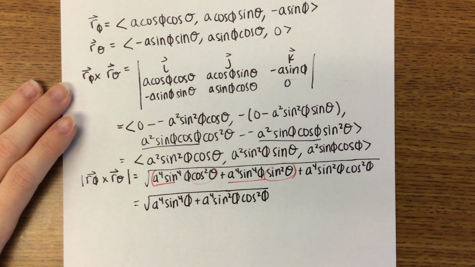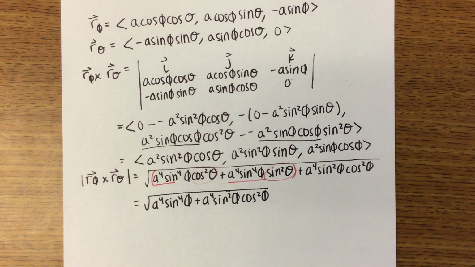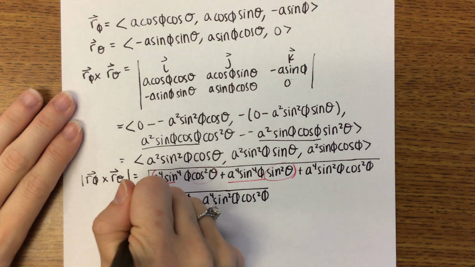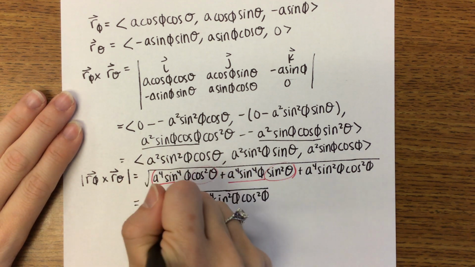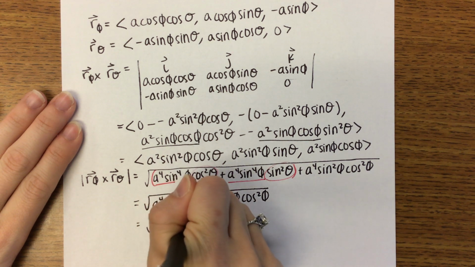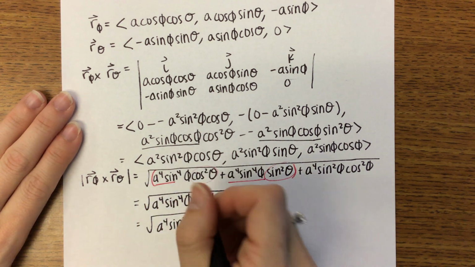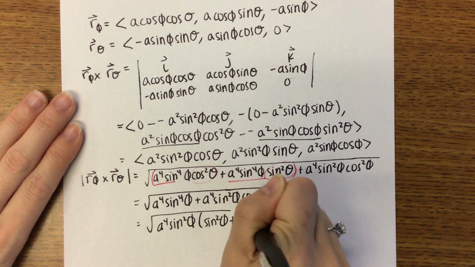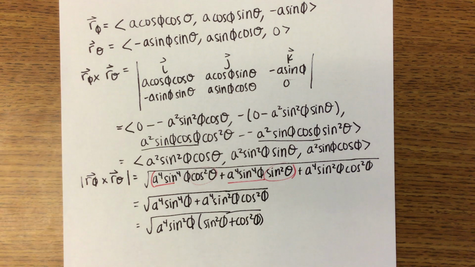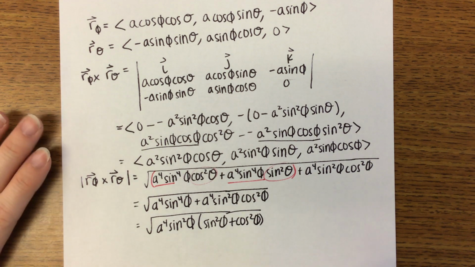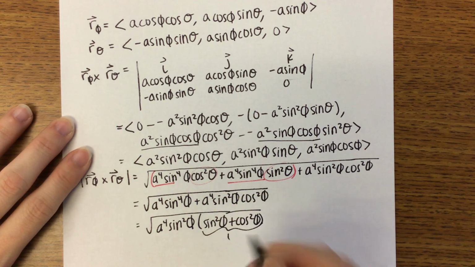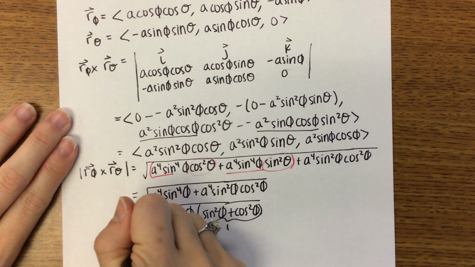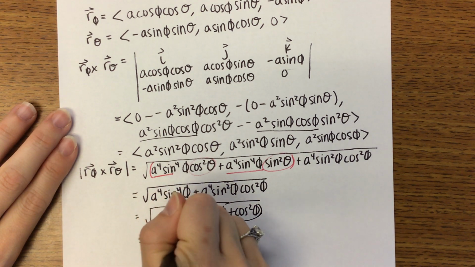You guys follow me so far? Okay. In this case, I can factor out a to the fourth sine squared of phi. And when I do, I'll get sine squared of phi plus cosine squared of phi. This is just 1. So if I take the square root, I get a squared sine of phi.